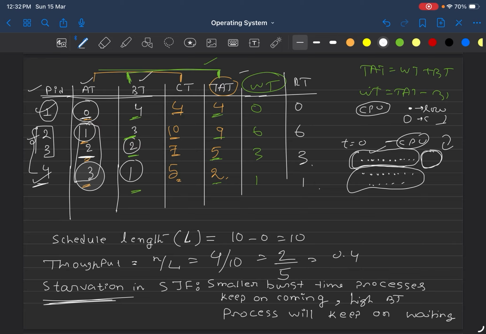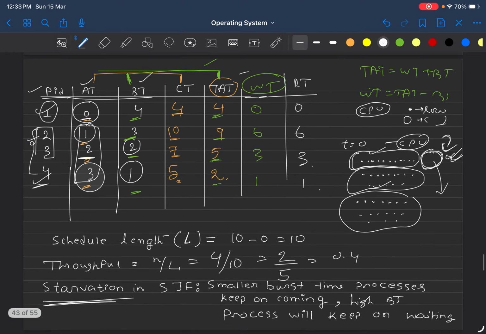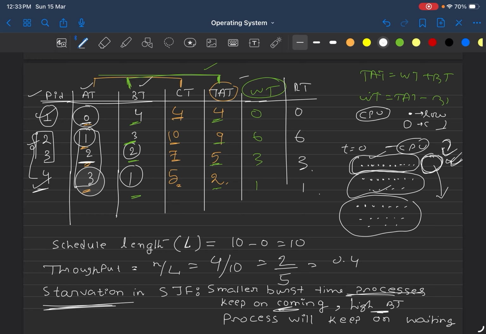Let's say by the time this is done, another batch of small processes has arrived. Then again this big process is delayed. Even though this big process came at time t equal to 0, it is getting delayed and delayed because processes with comparatively smaller time have kept on coming. That is why your CPU kept on executing those small processes instead of that early arrived large process. So this is the starvation problem, and we say this big process is suffering from starvation. Smaller burst time processes keep on coming and the high burst time process keeps on waiting. This is called the starvation problem. So in SJF we can see this starvation problem.